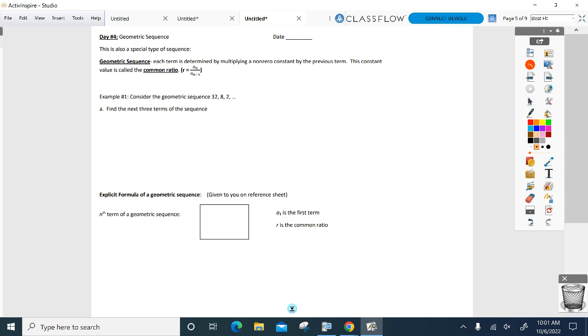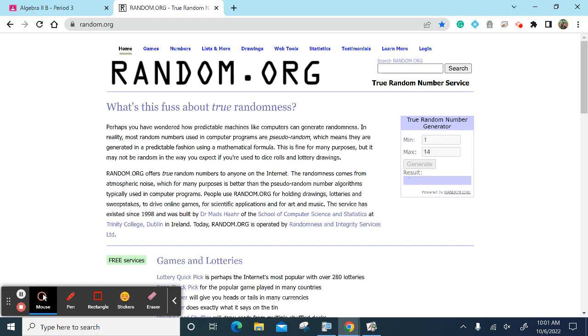Geometric, multiply by a certain number. So take a look at the sequence I have in example 1: 32, 8, and 2. In your own words, I just want your own words, what's the pattern? That's all I want to know. 32 to 8 to 2. What's the pattern in your own words here?